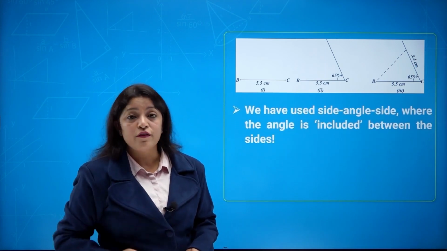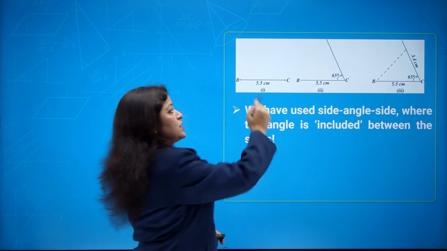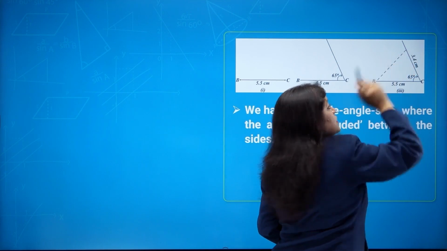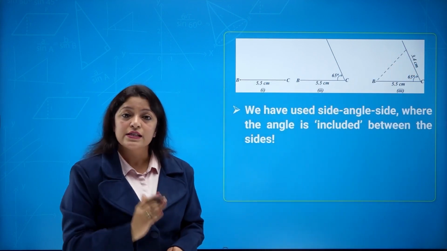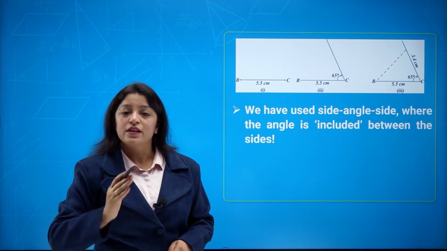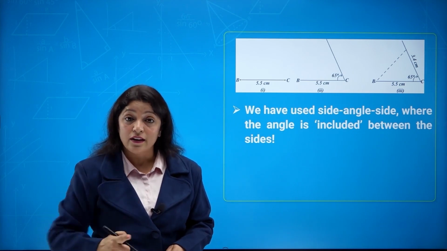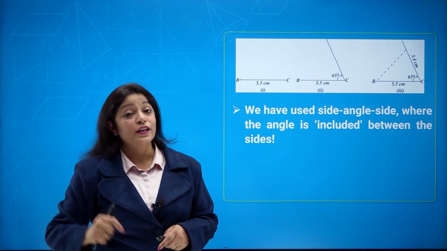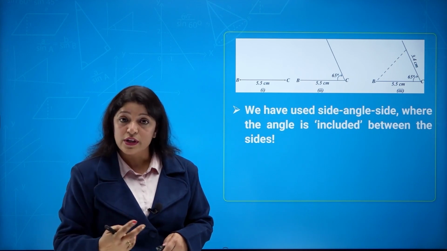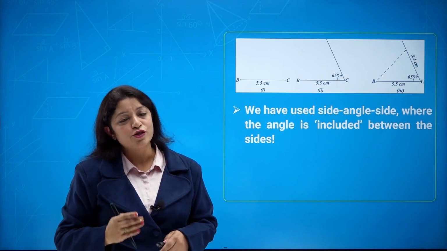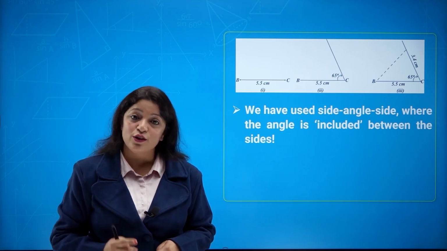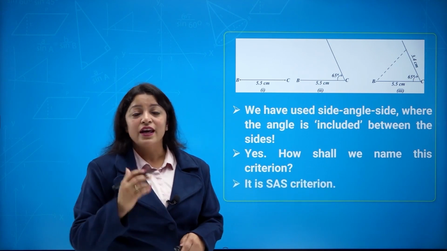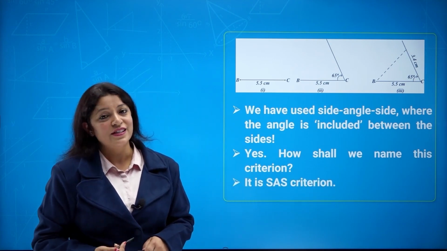So here what we have used, very importantly, is a side, then we have framed an angle, and then we have again chosen the side which is equal to this. So we have used SAS, that is side, angle, side. Here the angle is included between the two line segments which are known to us. It cannot be any side, it should be those two sides which are known to me, and the angle should be framed between those two sides of the triangle only. So now we can name the criteria as SAS, that is side, angle, side.